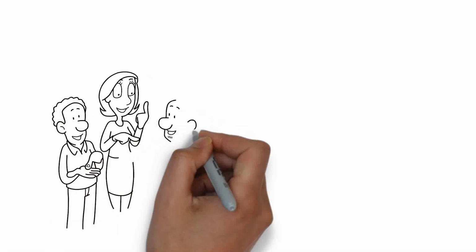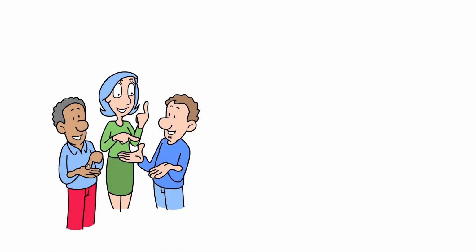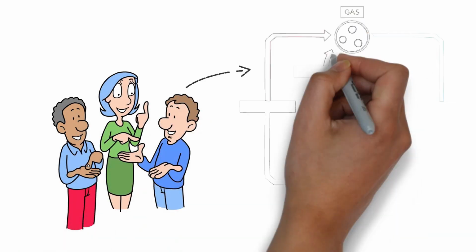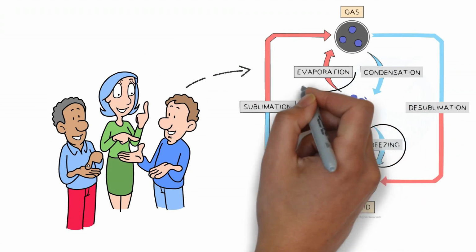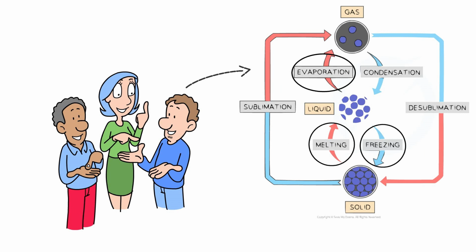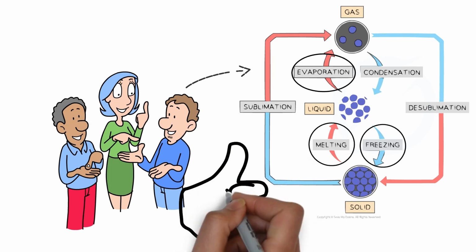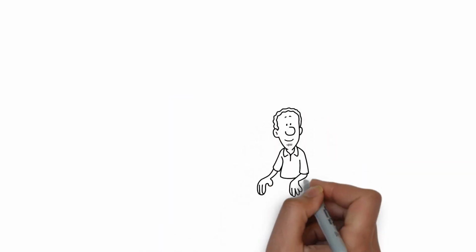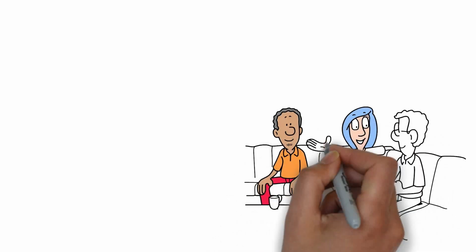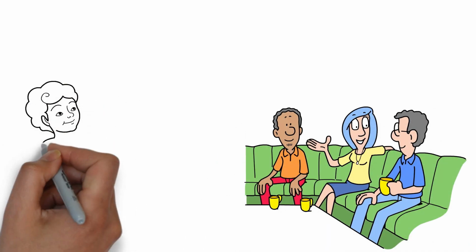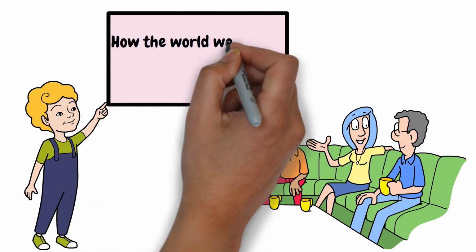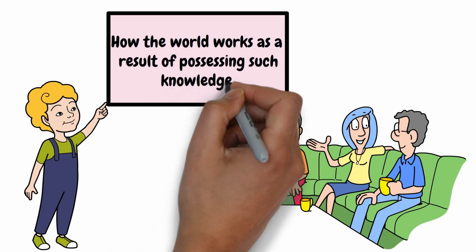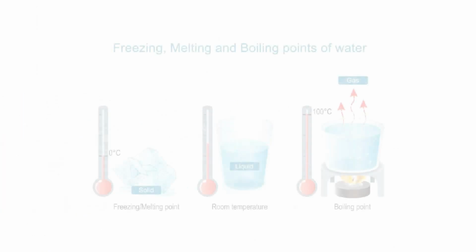When people are aware of the concept that matter may change from one state to another through processes such as melting, freezing, and evaporation, they are better able to comprehend the dynamic component of the world. With this understanding, people are able to take greater pleasure in the world, and they are able to have a greater comprehension of how the world works as a result of possessing such knowledge.